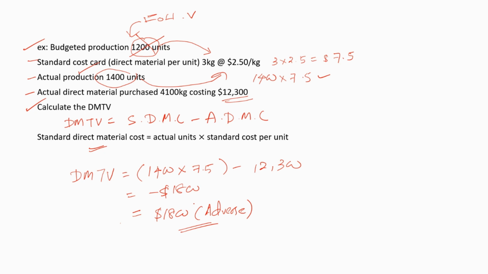So the negative values will be adverse values and positive values will be favorable values. In this case, 1800 is an adverse value, which means the company has spent more than the budgeted value, which is a negative impact to the company. This is why this value is an adverse value.